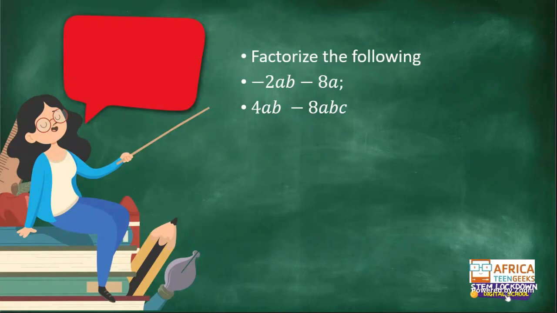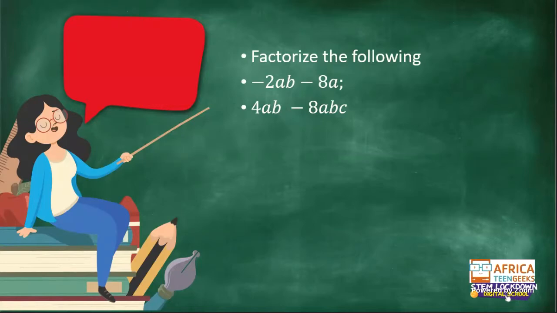Right, let's go to Tino. Tino, please go ahead. May I please attempt? I think the answer is negative 2a in brackets b plus 4a, minus 4a. All right, for the first one. So you're saying the answer will be negative 2a in brackets.